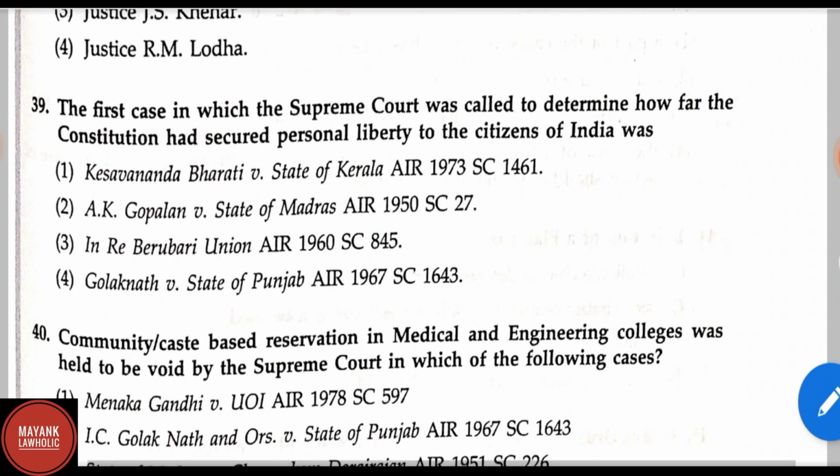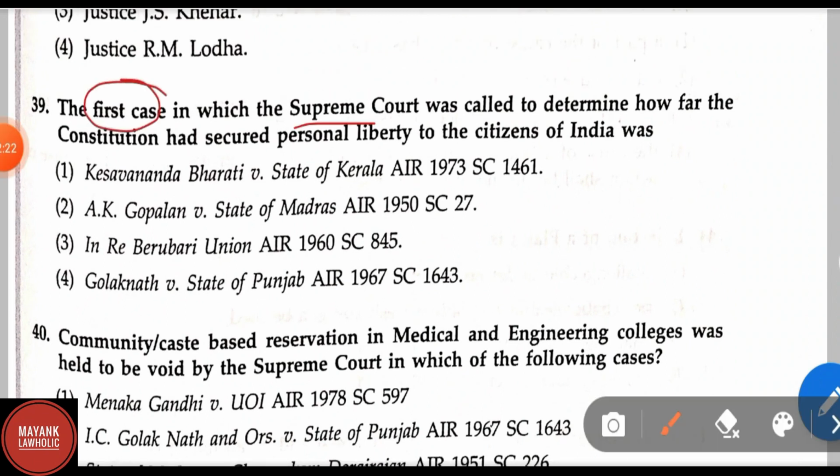Question number 39. The first case in which Supreme Court was called to determine how far the Constitution had secured personal liberty to the citizens of India was. Options are Kesavananda Bharati vs. State of Kerala, AIR 1973. Option 2, A.K. Gopalan vs. State of Madras, AIR 1950. Option 3, Indra Sawhney vs. Union of India, AIR 1960. Option 4, Golaknath vs. State of Punjab, AIR 1967.